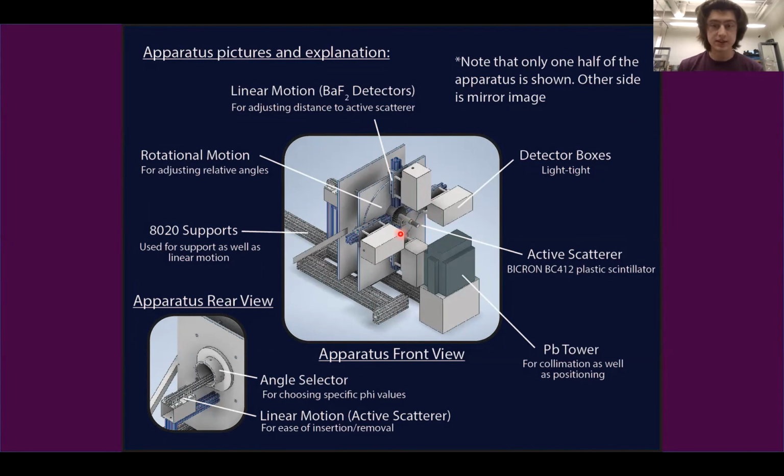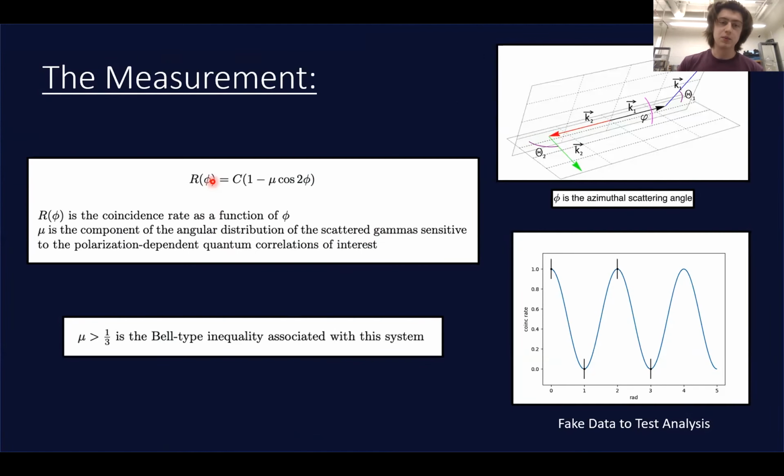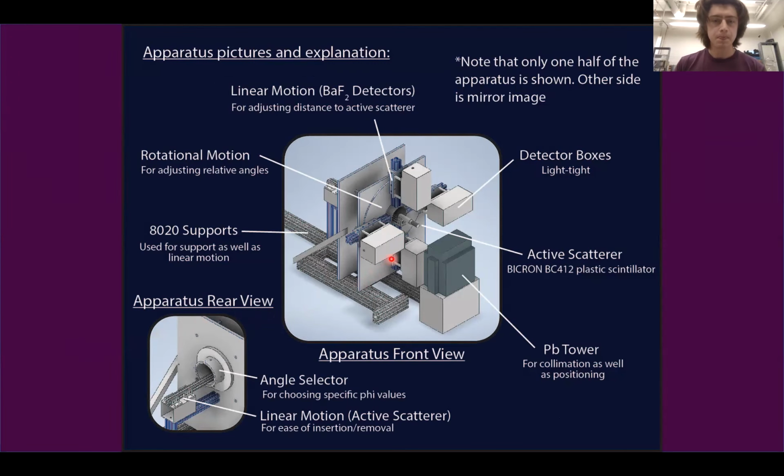This has many reasons that we want to do it that way. For one, it helps us average out some of our uncertainties within the detectors. If two detectors have slightly different characteristics, we can switch their positions, and then those uncertainties will average out. It also allows us to get a better fit for our inequality here. The more discrete angles for phi we have, the better a fit we can do, and the more certain we can be about our Bell inequality.